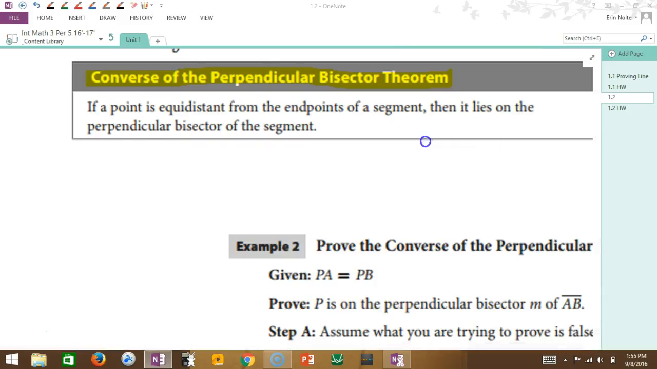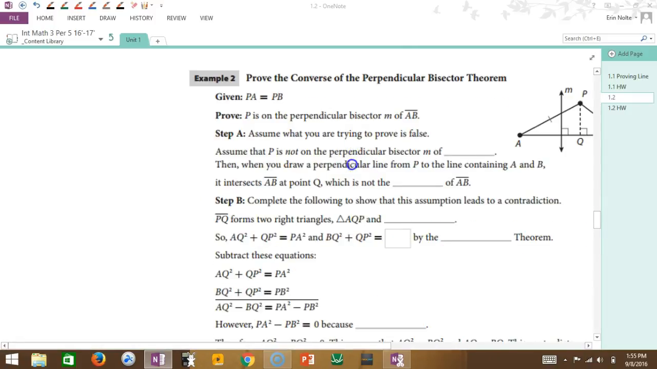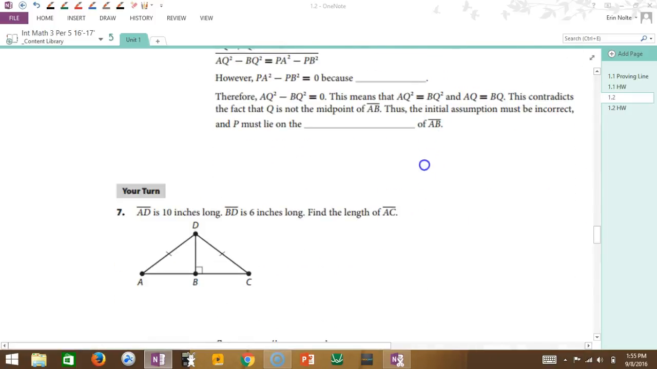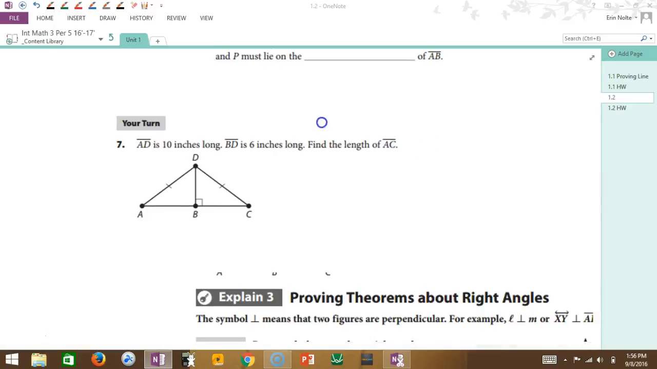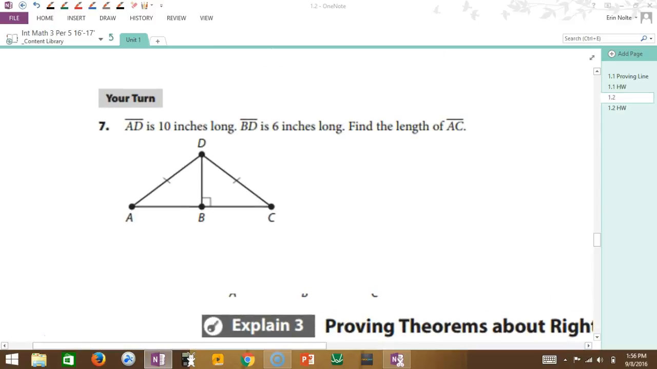Now that we know that, we could go through a proof of all that if you wanted to. If you have spare time, you can go through there. But let's do this little example here. This one says that AD is 10, so from A to D this is 10, and from B to D that is a distance of 6. They're asking us to find the length of AC.